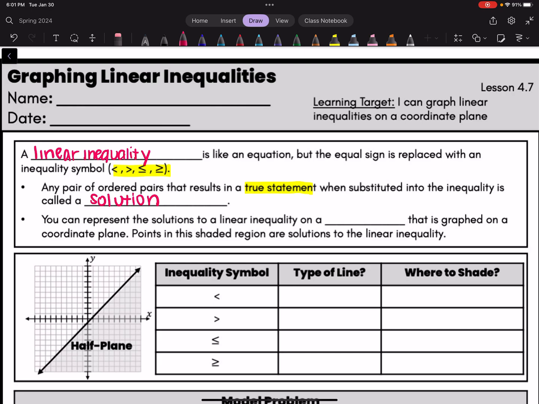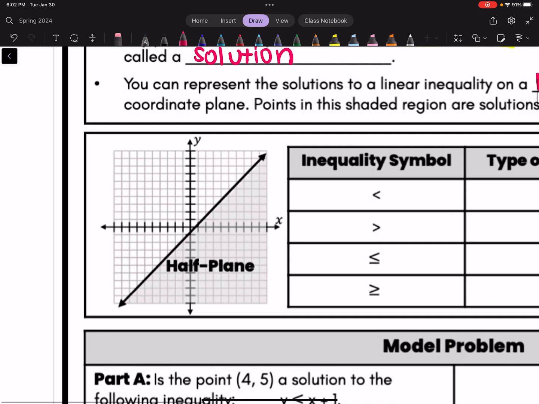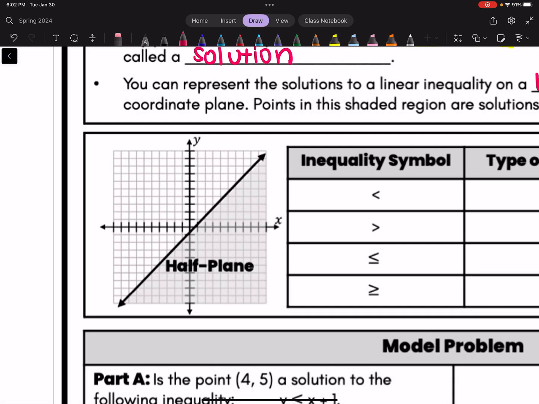And we can represent the solutions to a linear inequality on what we call a half plane. That's graphed on a coordinate plane, and then we shade the region that would account for the solutions. So if we're looking at our graph, this would be my line that we would graph, just like we would graph a linear equation. And then when we actually go to write out the solutions, the area that we end up shading would be that region of solutions.